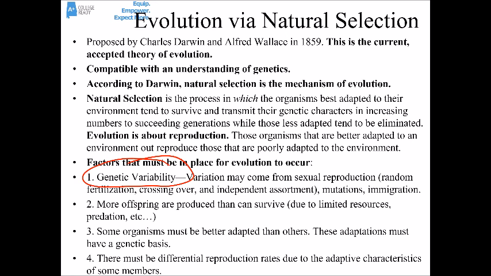Second one, more offspring are produced than can survive. Nature selects certain organisms to die. Certain organisms die because of limited resources, predation, etc. Three, some organisms are better adapted than others, and these adaptations have to be genetic. The organisms that are better adapted are more likely to survive, but according to number four, the most important thing is that they're more likely to reproduce. And because they have more offspring than their competitors that aren't as well adapted, they become more and more common, and the genes of their competitors become less and less common in the population.